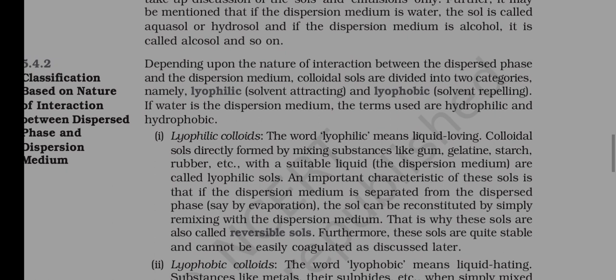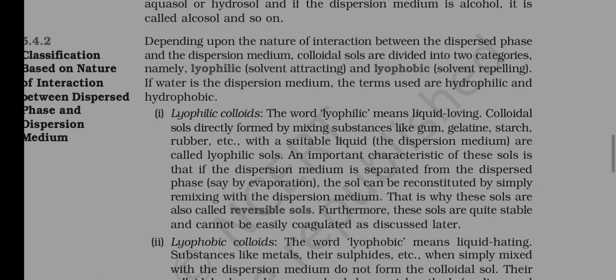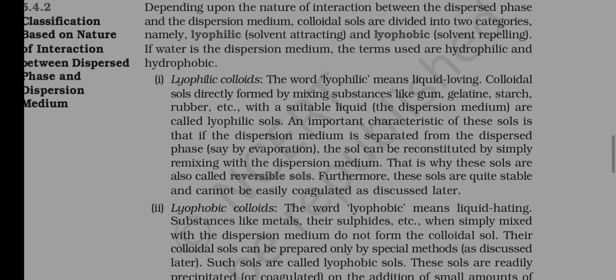Colloidal sols directly formed by mixing substances like gum, gelatin, starch, rubber, etc. with a suitable liquid are called lyophilic sols. An important characteristic of these sols is that if the dispersion medium is separated from the dispersed phase, the sol can be reconstituted by simply remixing with the dispersion medium. That is why these sols are also called reversible sols. Furthermore, these sols are quite stable and cannot be easily coagulated, as discussed later.